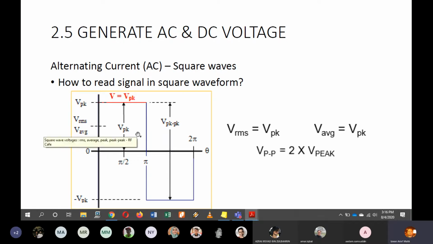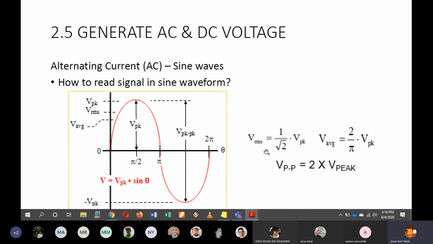Alright. But for this waveform, the V average is equivalent to V peak. So there is no equation for V average. So you just obtain the value of your V peak, then that is also the value of your V average. Okay, that is also for VRMS. For square waveforms, the VRMS is also equivalent to V peak. So you don't have to use this equation for sine waves here.